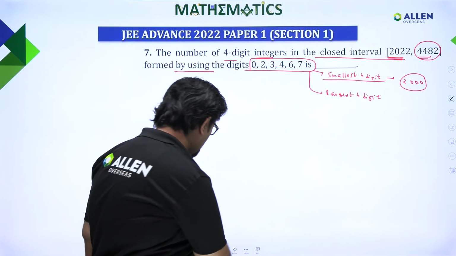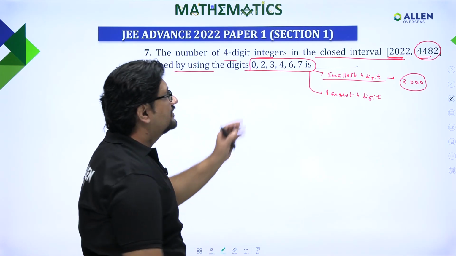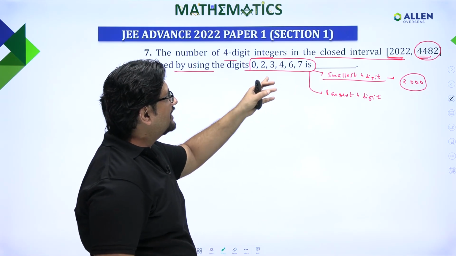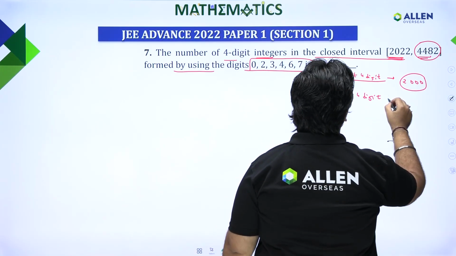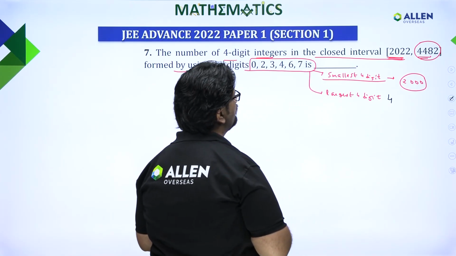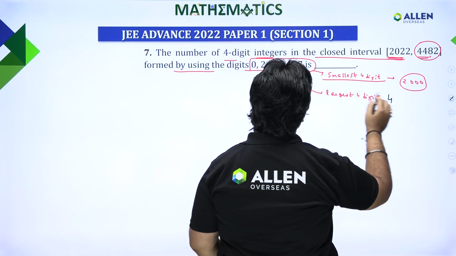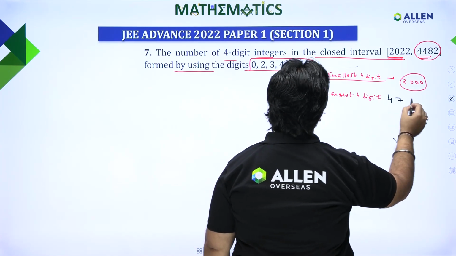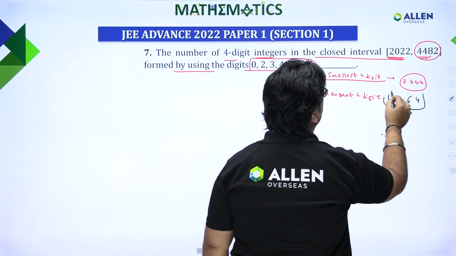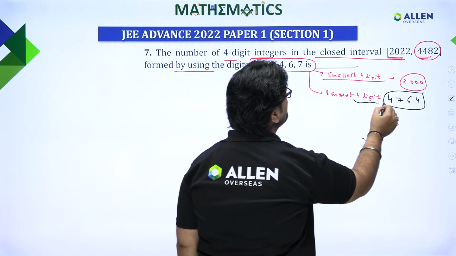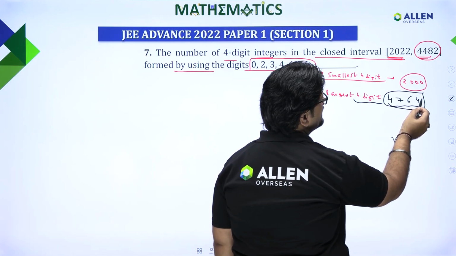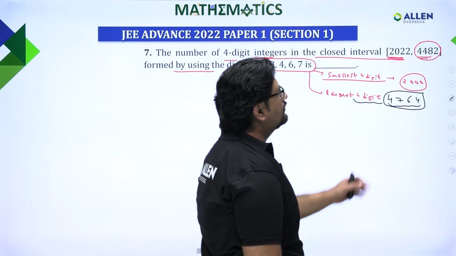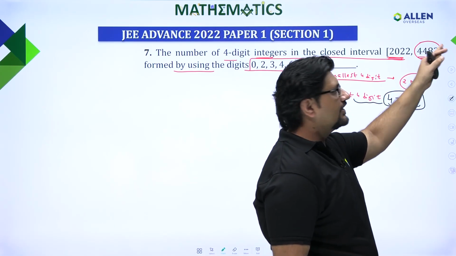Be careful with it because we are calculating this with the data given to us. So starting with the largest 4-digit number, it will definitely be 4, and then we will use 7, and then we will use 6, and then we will use 4. Means the largest 4-digit number which can be formed is 4764. And we have to move till 4482.